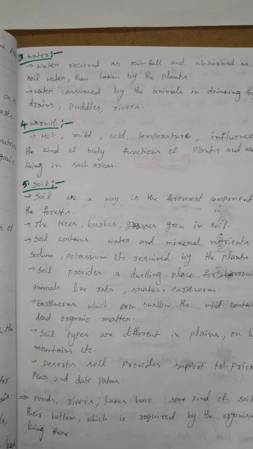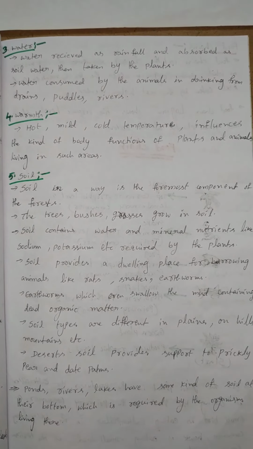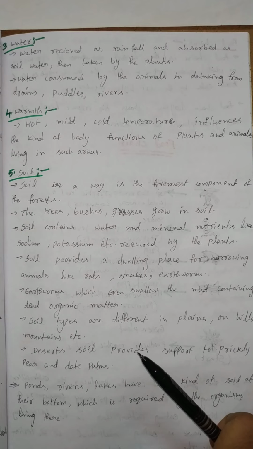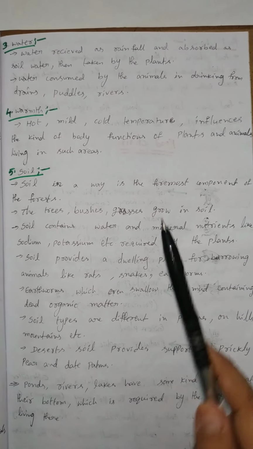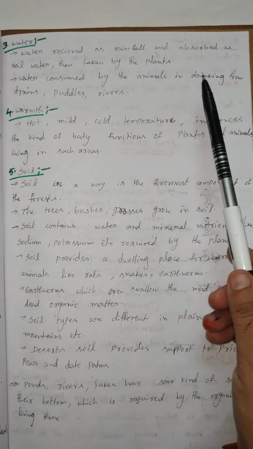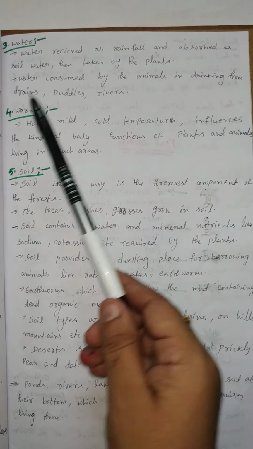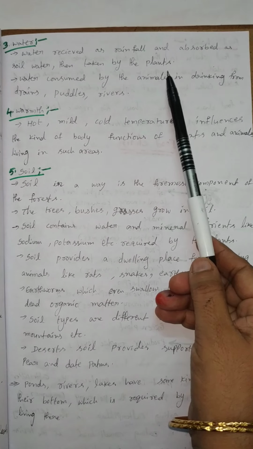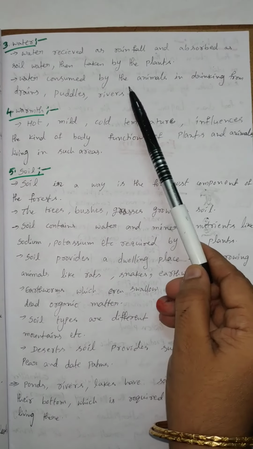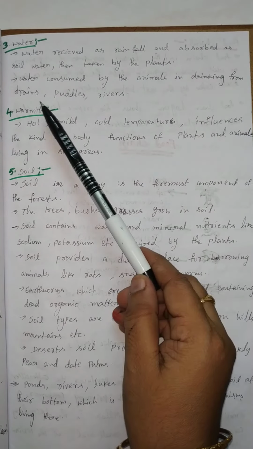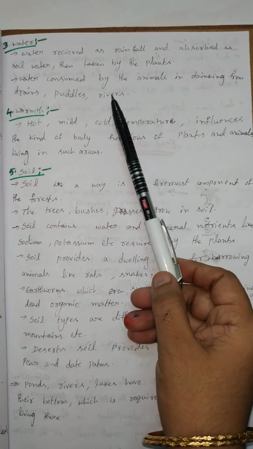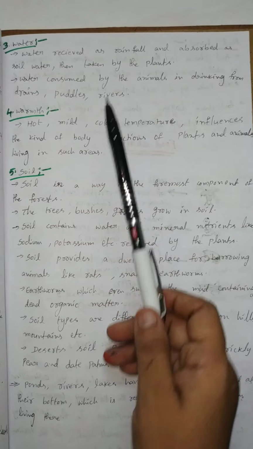Next one, water. Here water is very useful to living things. Water is received as rainfall and absorbed as soil water, then taken by the plants. Water is consumed by the animals by drinking from drains, puddles and rivers. So water is very useful to the plants and animals also.